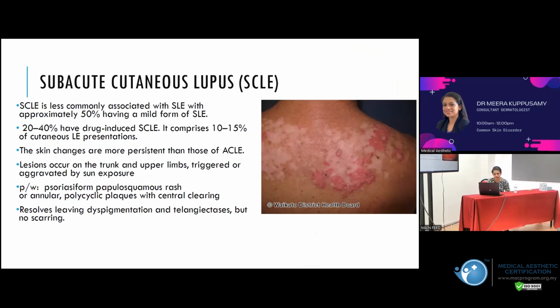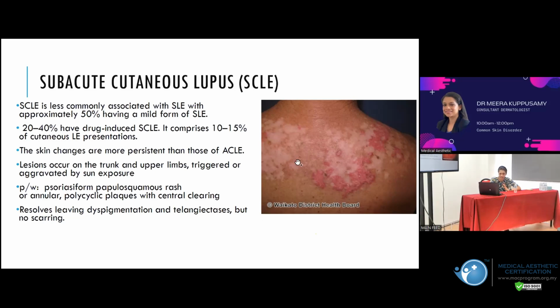So subacute cutaneous lupus. This is what I mentioned earlier also. Subacute cutaneous lupus is less commonly associated with SLE. Meaning just because the patient is diagnosed with subacute cutaneous lupus doesn't mean they will have SLE. So it's just a cutaneous lupus. And then it can actually also be drug-induced. But of course, when they have these features, you need to screen them whether they have systemic lupus or not. And the skin lesions last longer than a malar rash.